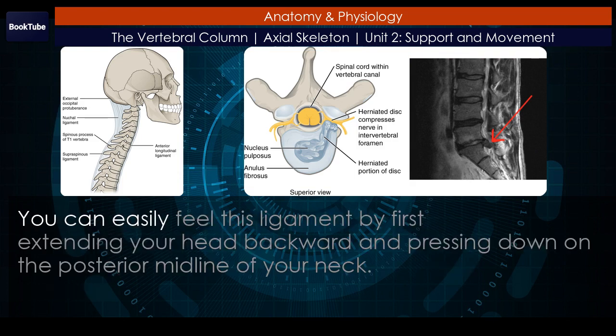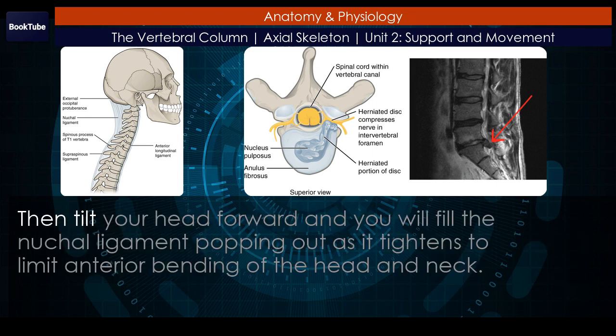You can easily feel this ligament by first extending your head backward and pressing down on the posterior midline of your neck. Then tilt your head forward and you will feel the nuchal ligament popping out as it tightens to limit anterior bending of the head and neck.